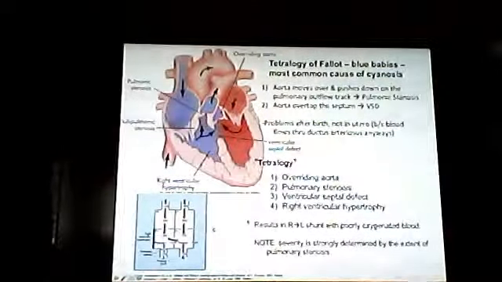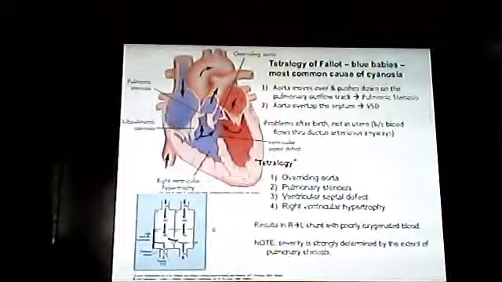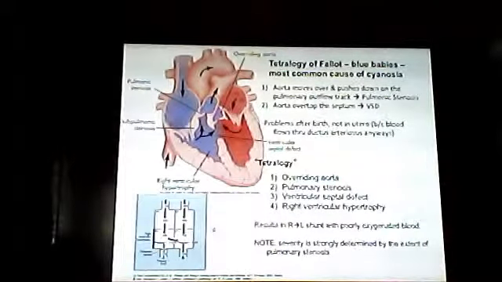Next we have tetralogy of Fallot. This is the most common cause of those cyanotic blue babies. And so tetralogy meaning four things happen. Basically the aorta moves over and pushes down on the pulmonary outflow tract, and then you have pulmonic stenosis, because the aorta is literally pushing down on the pulmonary valve. When you're pushing down on the pulmonary, then the right ventricle has to work harder to get the same amount of blood through.